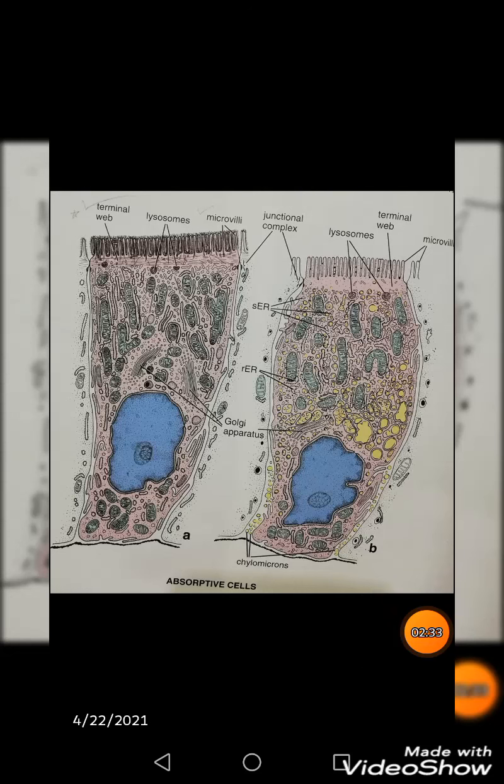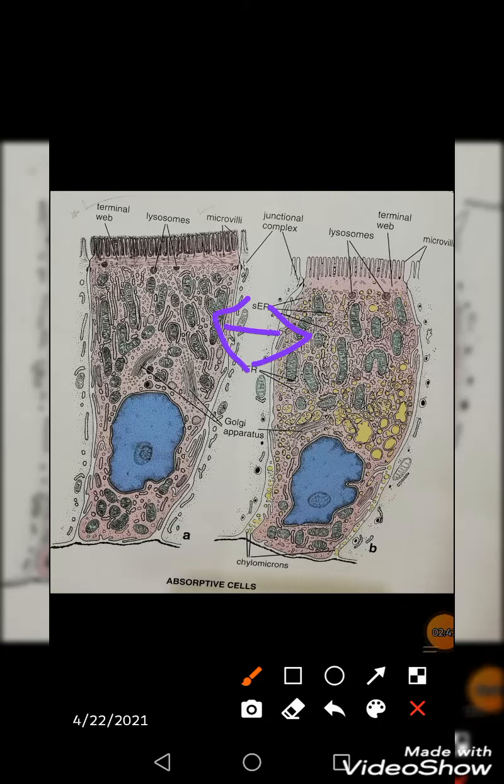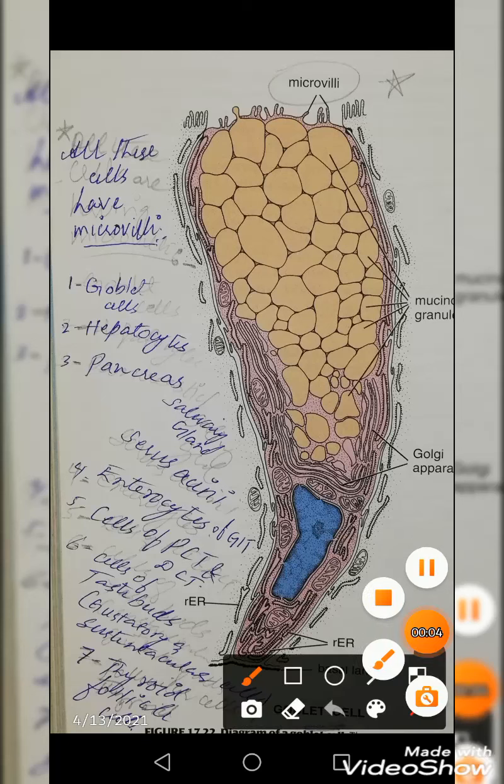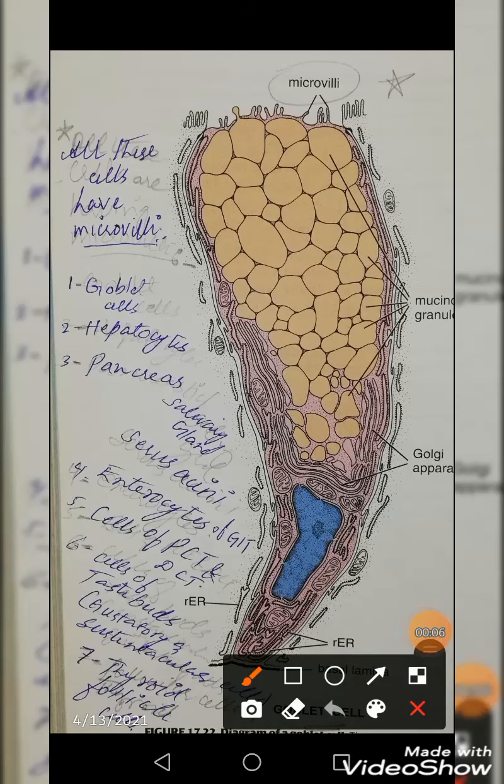Each enterocyte, or columnar cell, has junctional complexes between it and the next cell. You can find the junctional complexes here. Next we have to look at a cell which you already know well, the goblet cell.